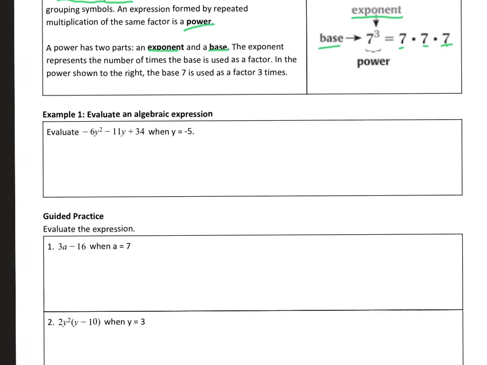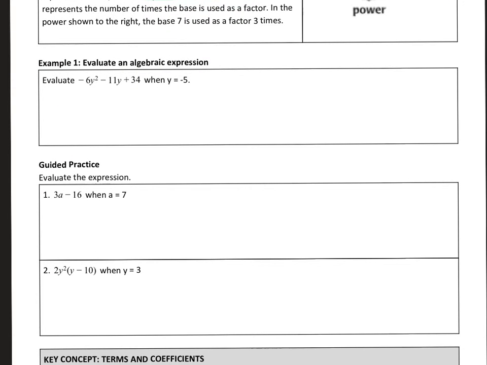So our first example, example 1 here, asks us to evaluate an algebraic expression. In this expression, we are taking y, and I'm giving you a value for y, -5. For me to evaluate this, I'm going to substitute -5 everywhere I see y. And then I'm going to use my order of operations to simplify that. So I write this out as -6 times -5 squared minus 11 times -5 plus 34, all right?